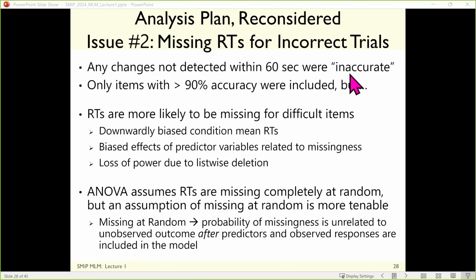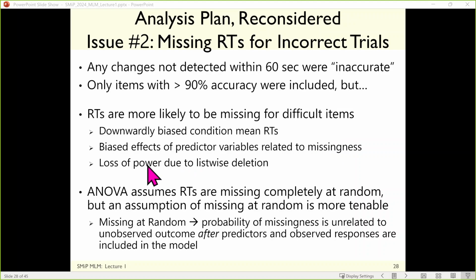Missing response times was the other problem. So we tried to limit this just to the types of items that were reasonably correct, but there's still going to be differences. In this case, the reason that people had missing response times is because they never found the change. Rarely did people give an inaccurate result. So it's not missing at random, right? It's a consequence of low performance. They weren't able to answer the question.